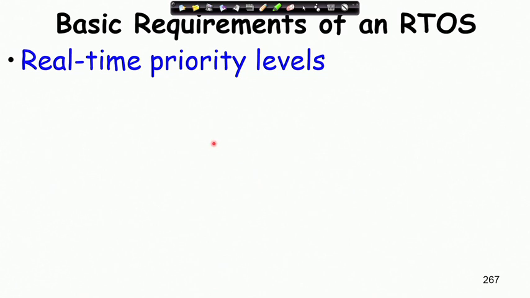One of the most crucial requirements is of course support for real time priority levels. What we mean by real time priority levels is that once the programmer assigns priority to the tasks, the operating system does not change it. So, these are static priority levels, but as we will see, the traditional operating systems change the priority of tasks dynamically.